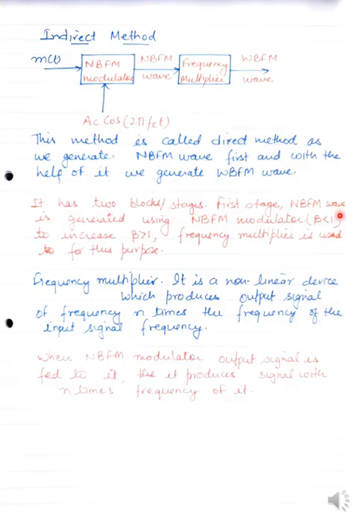In the first stage, NBFM is generated using an NBFM modulator, so your beta is less than 1. To increase beta to greater than 1, a frequency multiplier is used. What is a frequency multiplier? It is a non-linear device which produces an output signal of frequency n times the frequency of the input signal. When the NBFM modulator output signal is fed to it, it produces a signal with n times its frequency.